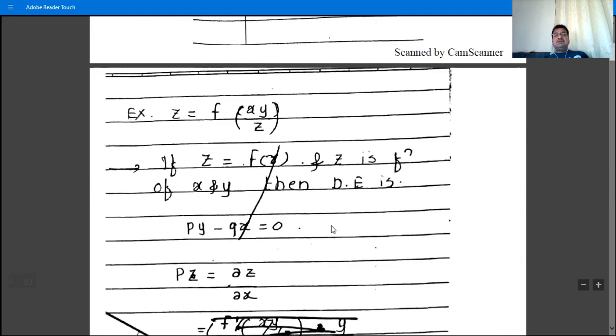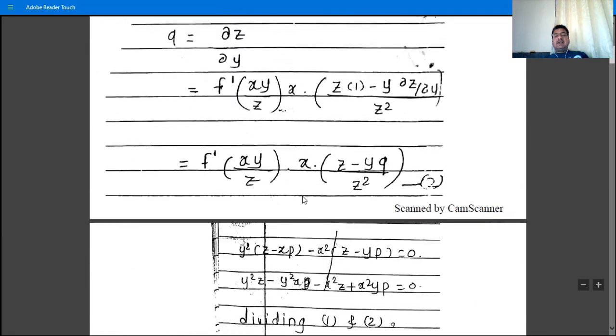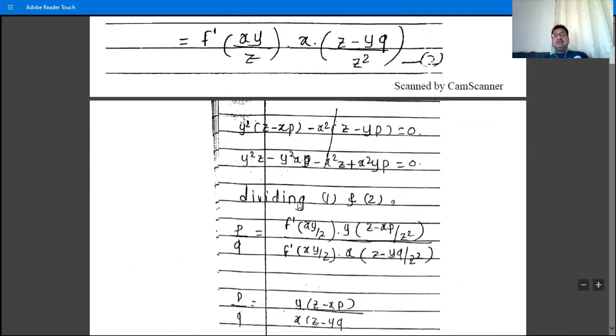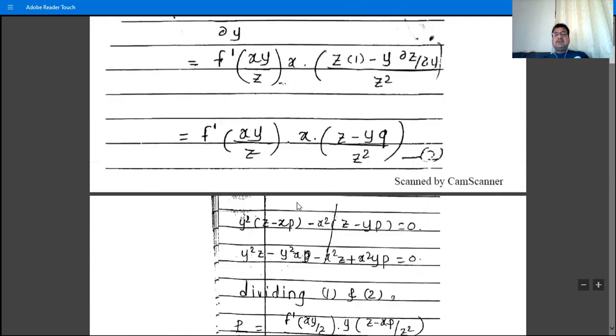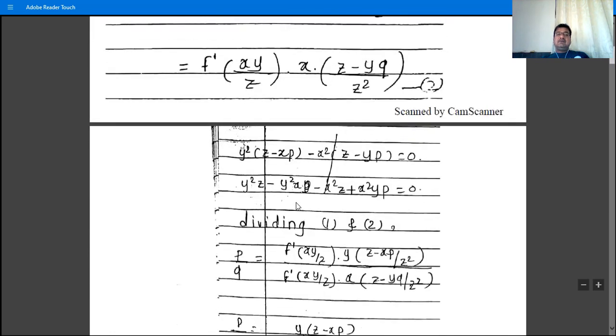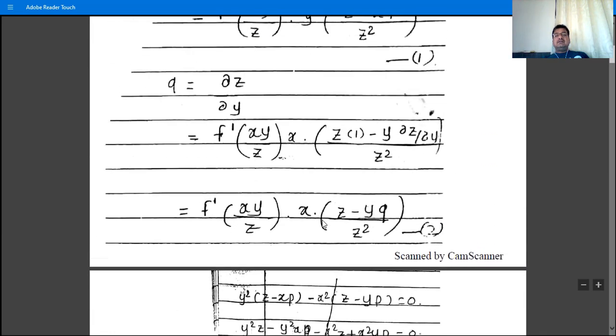That is, differentiate equations 1 and 2 with respect to x and with respect to y, and in order to eliminate the function, either subtract the two equations, add the two equations, divide the two equations, multiply the two equations, or multiply equations 1 and 2 by any quantity and subtract or add, and we have the answer. So here we divide the first and second.